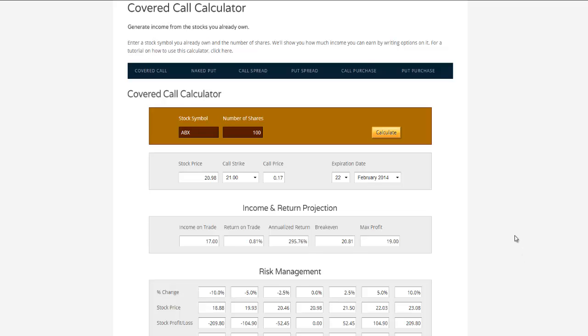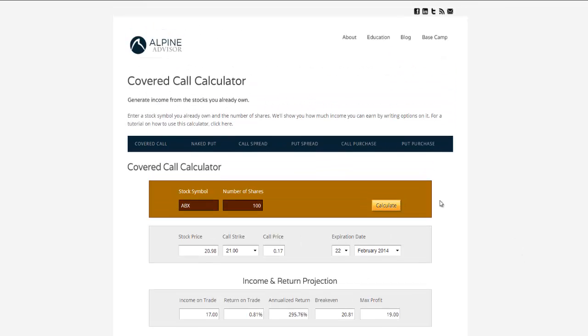And on this Sherpa cast, I'm going to go through the covered call calculator on the Alpine Advisor. The reason that we have this covered call calculator is for our subscribers to get a visual picture of how this strategy works and why we do it the way that we do it. Now, we are much more aggressive with our covered calls than most investors are. And by using this calculator, you'll see why.